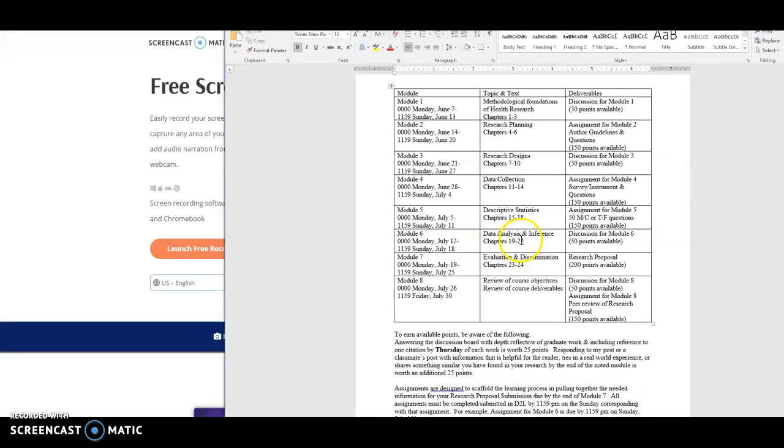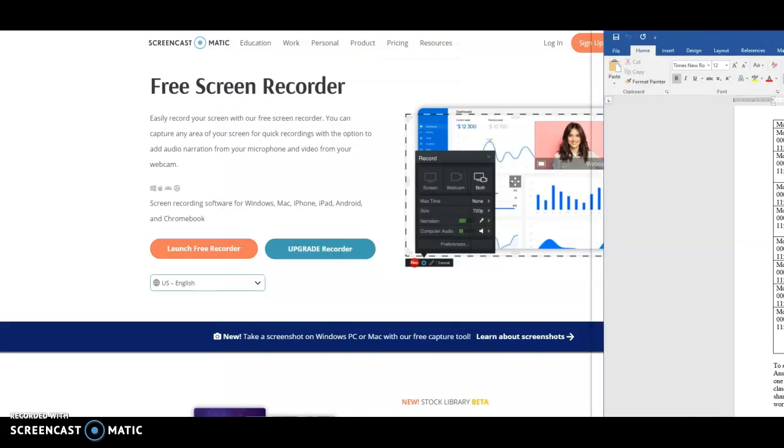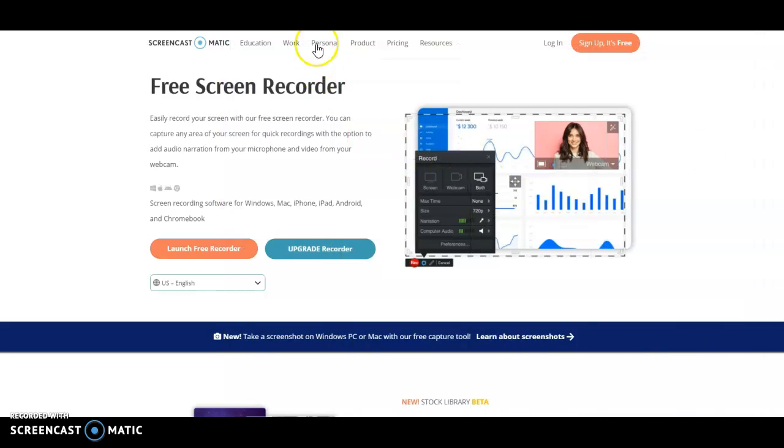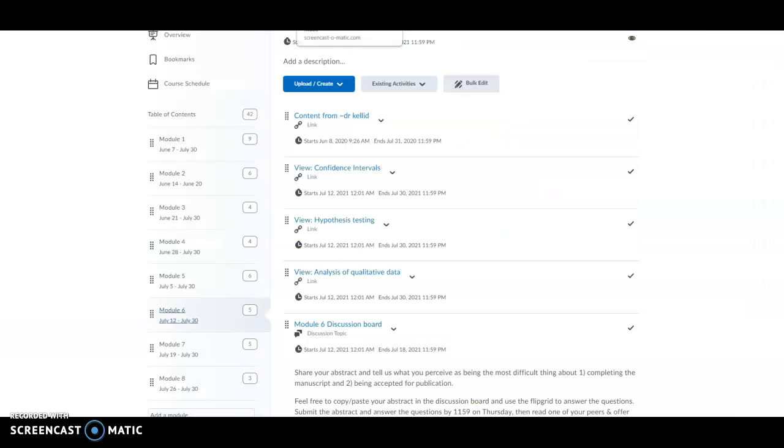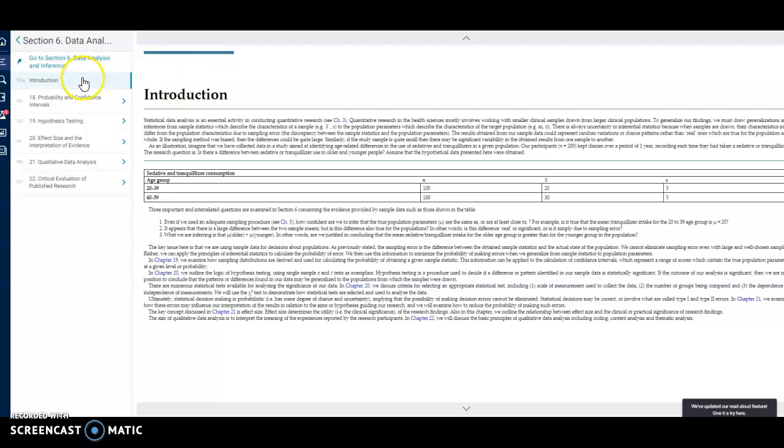I think some of our chapters are a little off because I'm looking at the 7th edition of the textbook. You might have the 6th edition of the textbook. So either way, you should be able to get the content here. So the content for Module 6 is talking about data analysis and inference.